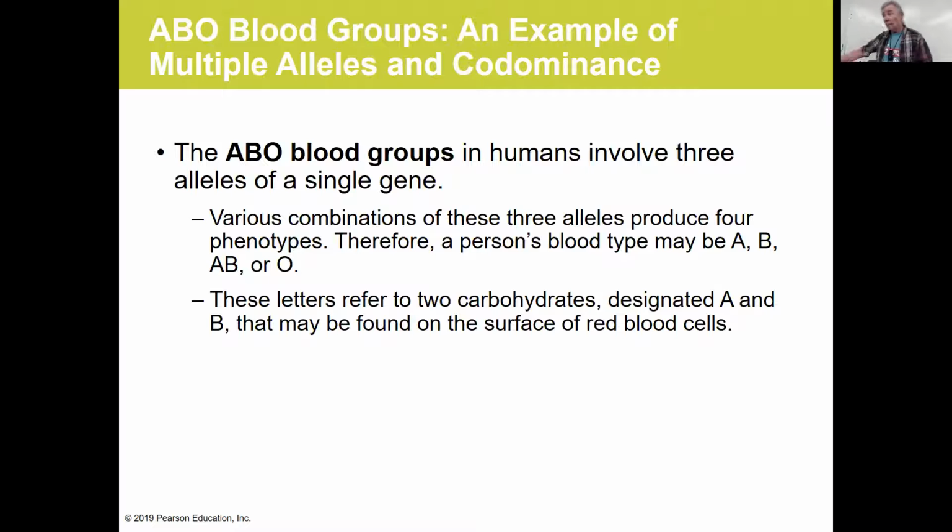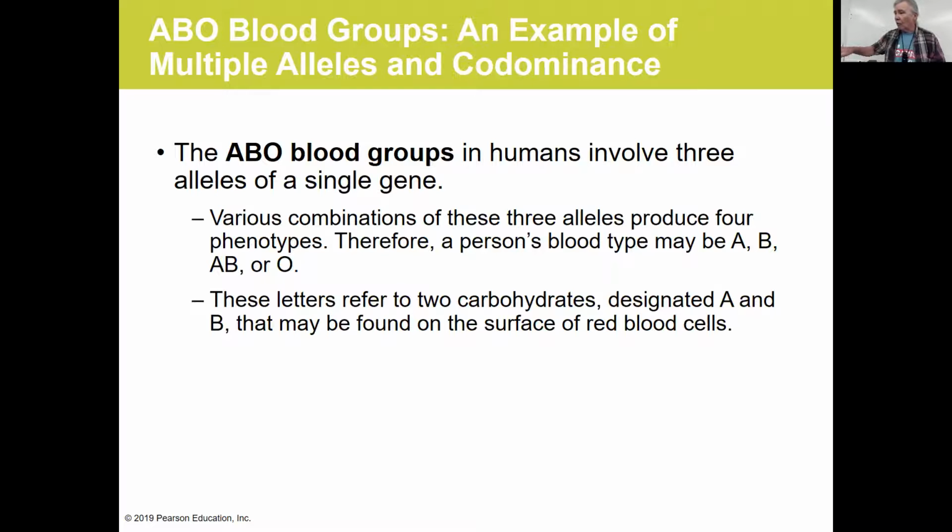And speaking about blood type, there we go. Now, the ABO blood type in humans involves 3 alleles of a single gene. This is called multiple alleles. In Mendelian loci, only 2 alleles are possible, right? Big A and small a, for example. But in multiple alleles, more than 2 are available. In the ABO blood typing in humans, there are 3 possible alleles: A, B, or O.